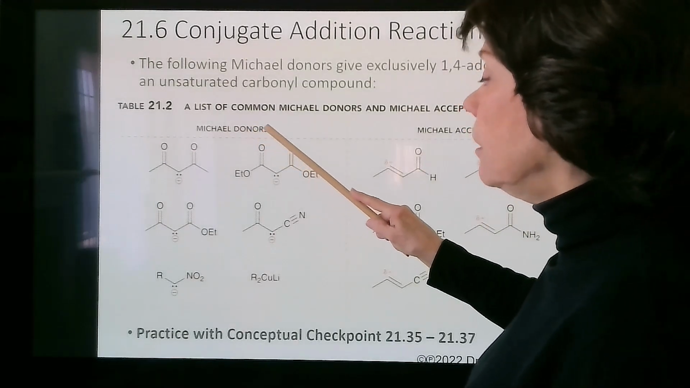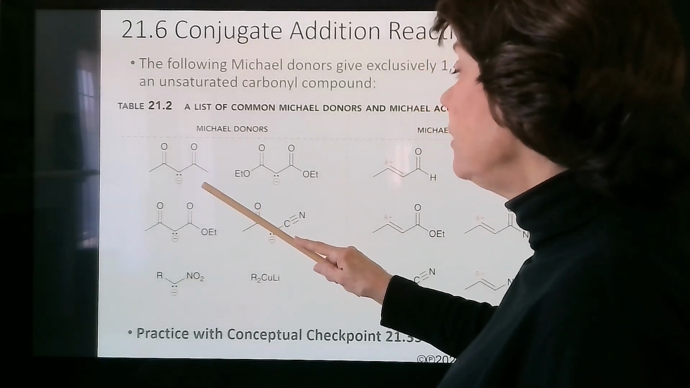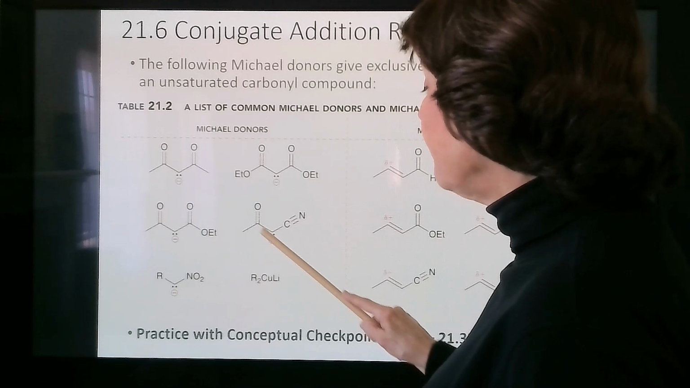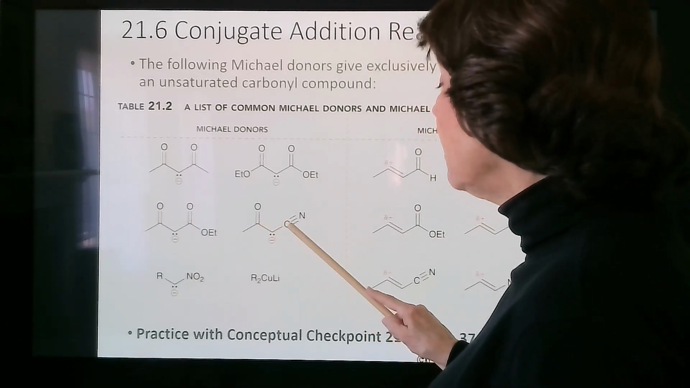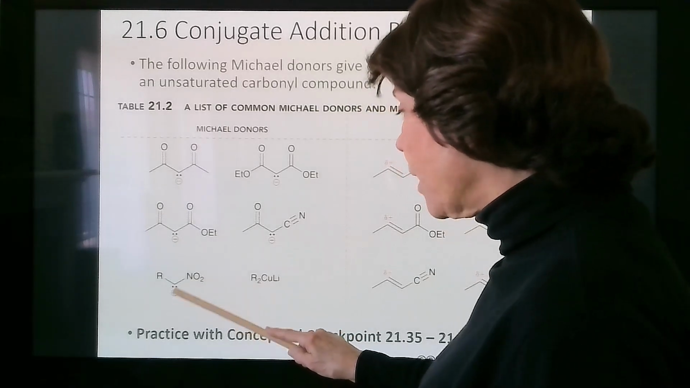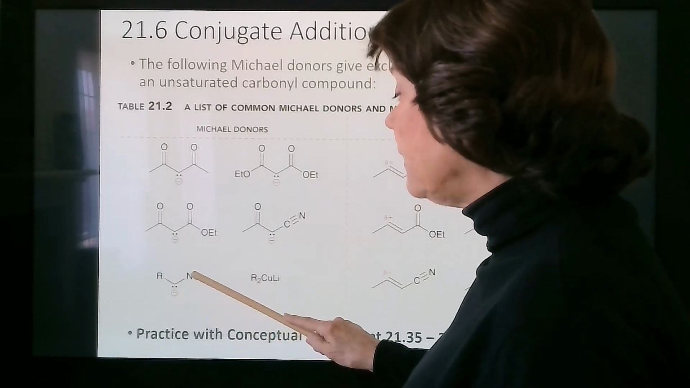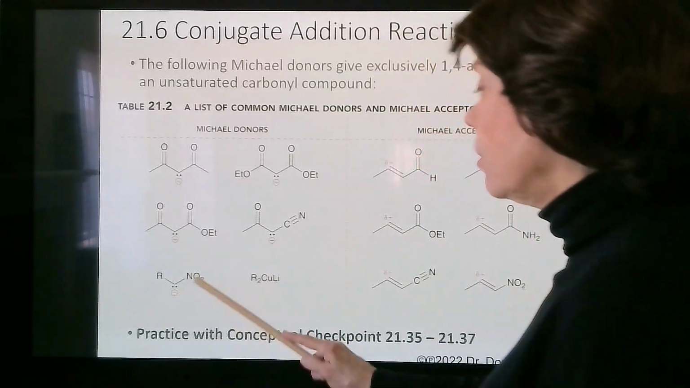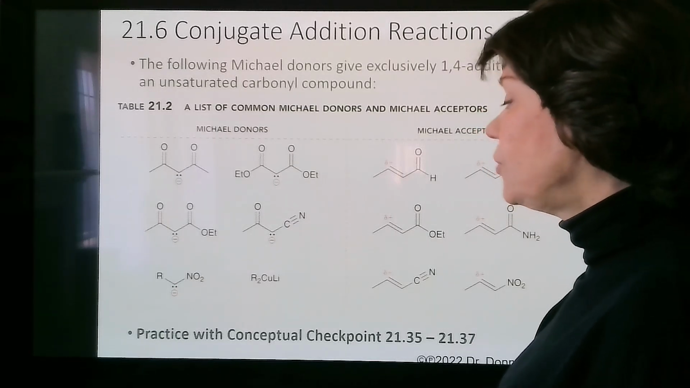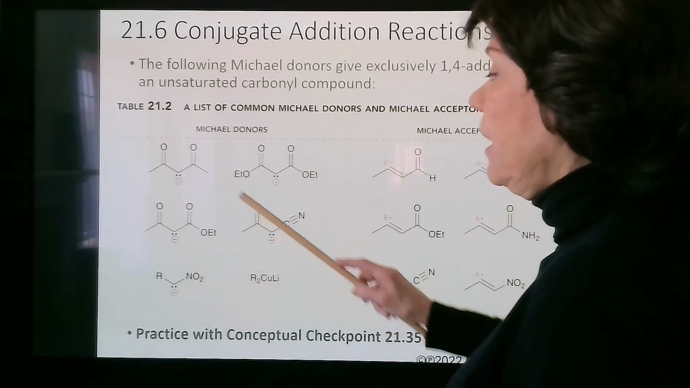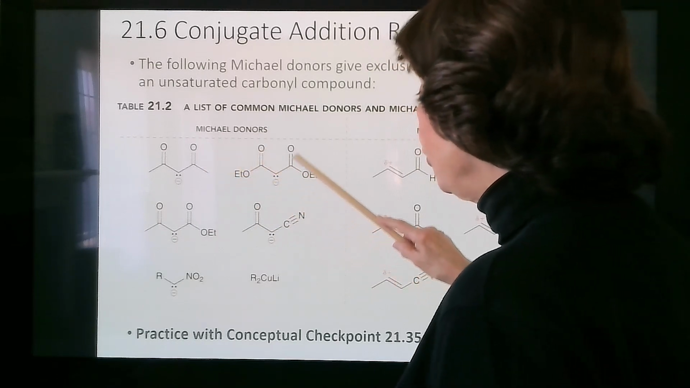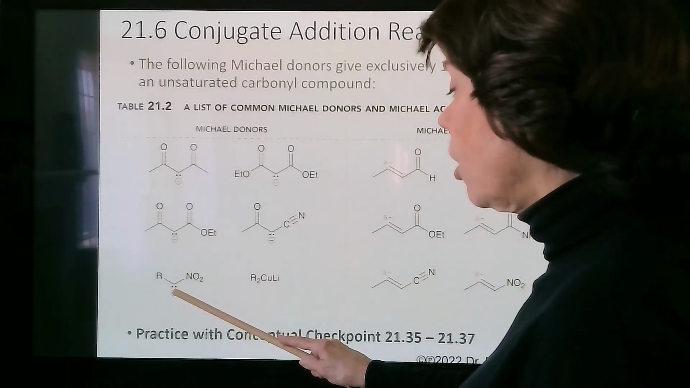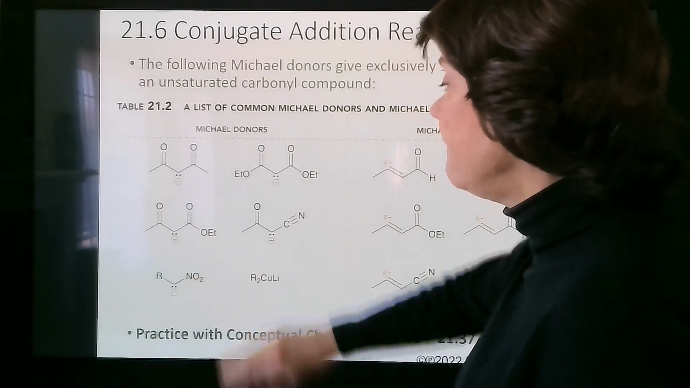Now, the Michael donors, look at what you have in the Michael donors. In most of these cases, you're going to have a pair of electrons in between two carbonyls. Here it's a pair of electrons, a negative charge, in between a carbonyl and a nitrile, and here it's a pair of electrons that are on a carbon directly bonded to this nitrogen that is bearing a positive charge due to the nitro group. And so these each have the negative charge spread out. Here the negative charge is spread out by conjugation, and it's stabilized due to resonance. So once again, the negative charge is stabilized due to resonance in those 5 cases.